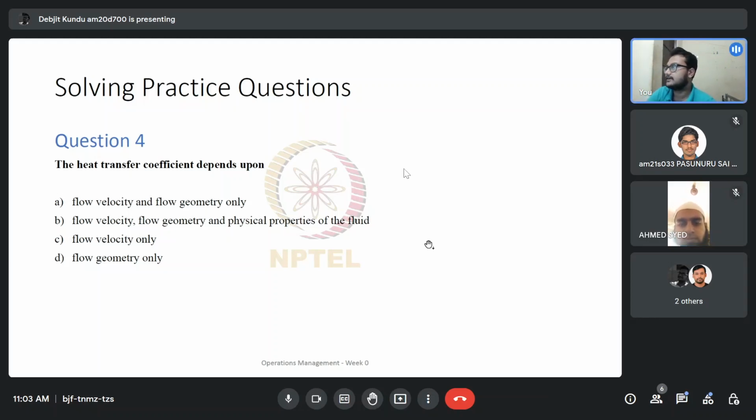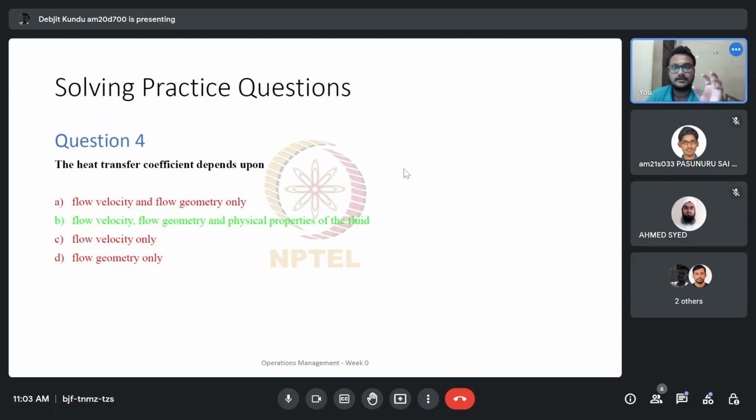So let's look at the correct answer. The correct answer is option B. You both had selected option D. The explanation is that the heat transfer coefficient first of all depends on flow velocity. Let's say there is forced convection and flow over a solid body which is at a different temperature than the fluid. If the flow velocity is higher, it would take more and more heat away from that body. So that would enhance the heat transfer coefficient.